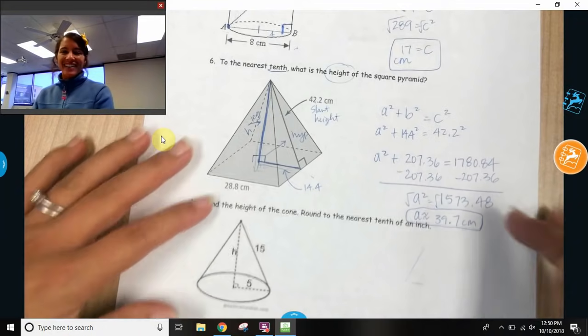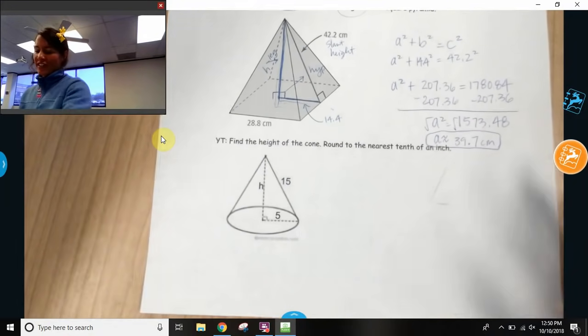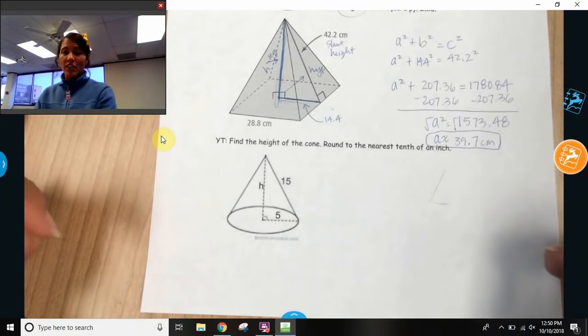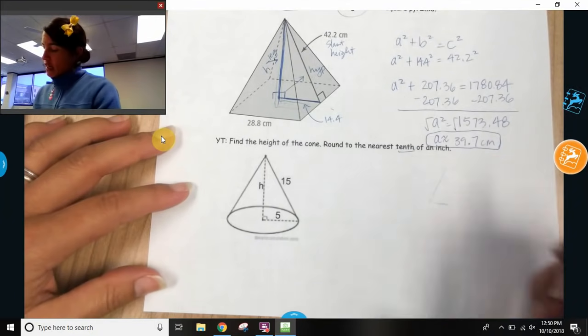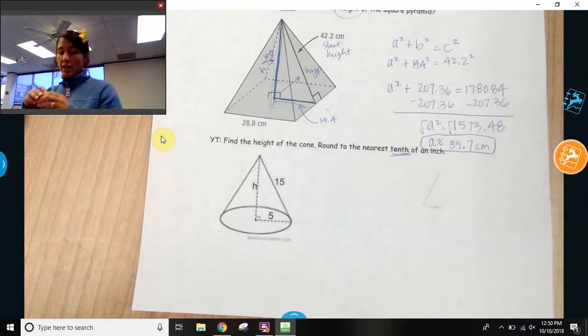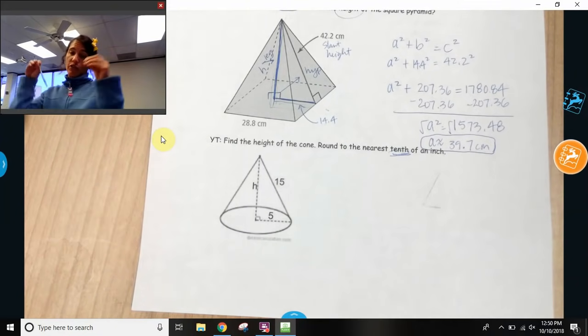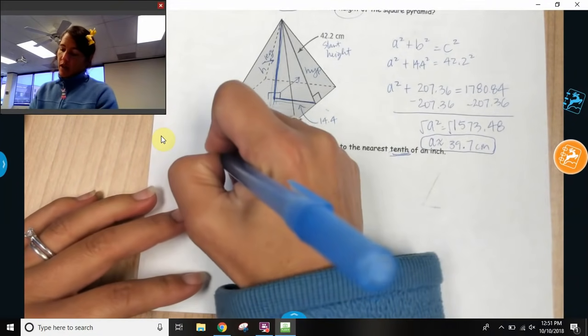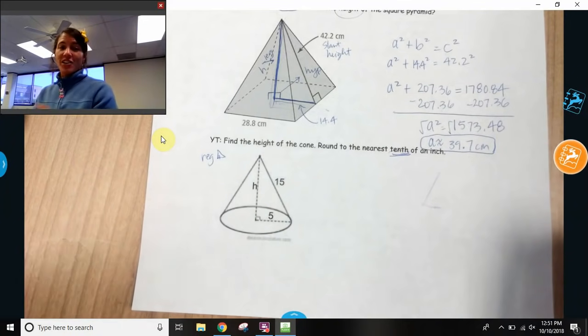All right, the last one you try. I know this is long. Find the height of the cone, rounded to the nearest tenth of an inch. Now, in a cone, we've already done cones. It's not going to be from the front corner to the back corner. It's just going to be the regular right triangle. So you try, pause it, and then you try.